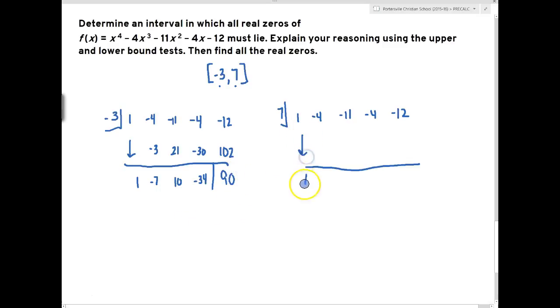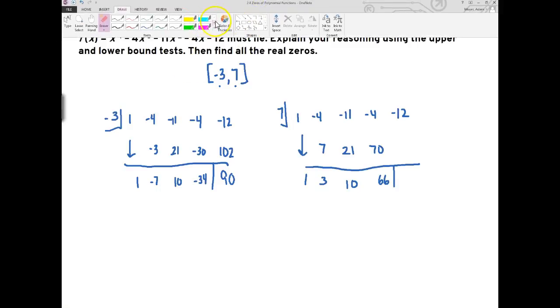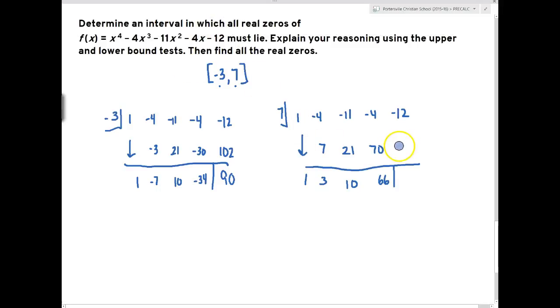Then on this side we bring down the 1. 7 times 1 is 7. We get 3, 21. We get 10, 70. We get negative 66. Actually, that's positive 66. And then when I multiply 7 by 66, I get 462. 462 minus 12 is 450. So that's my remainder on that side.